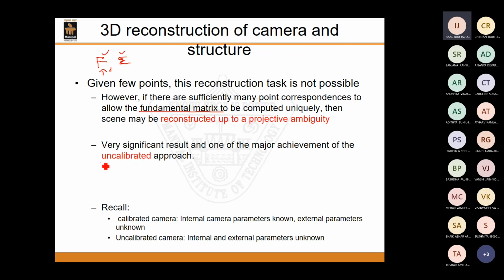Now we have the uncalibrated approach as well as calibrated. When I say calibrated camera, what I mean is that the internal parameters are known to us, and the external may or may not be known to us. And uncalibrated means both the intrinsic as well as extrinsic parameters of the camera are not known to us.